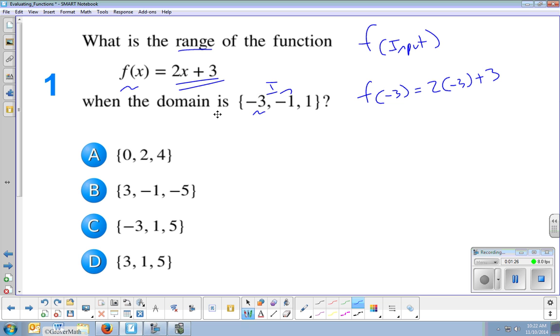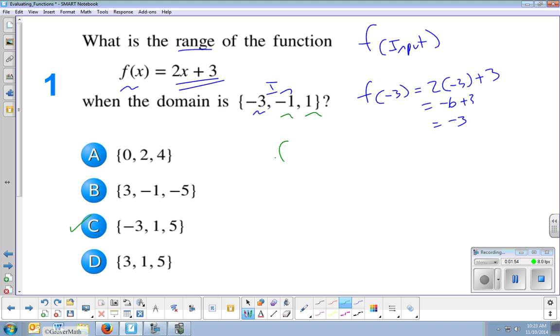We're calling it f. And when I plug things into it, I plug them in for the x. X is my input spot. And so if I want to know what f of -3 is, I replace my x with -3, and then I evaluate. That would be -6 plus 3 equals -3. So f of -3 is -3. So we're looking for something with -3. It's probably this. Well, how about plugging in -1 and 1?